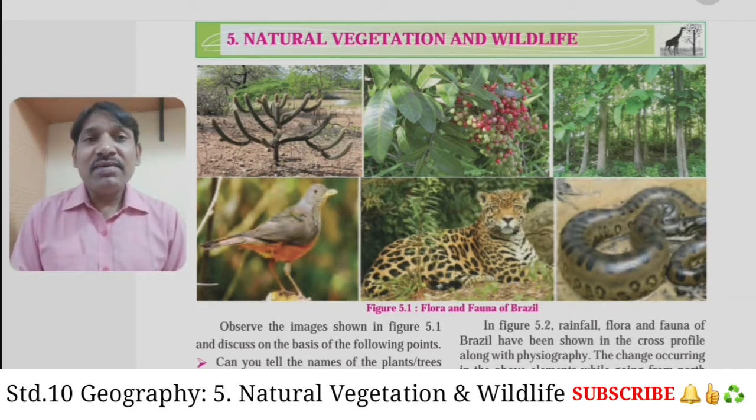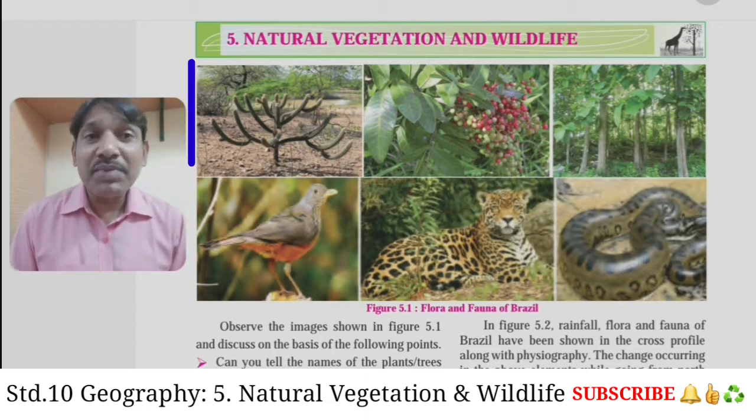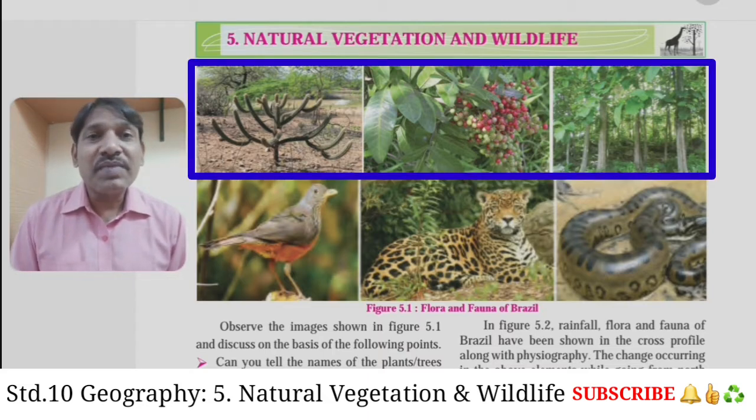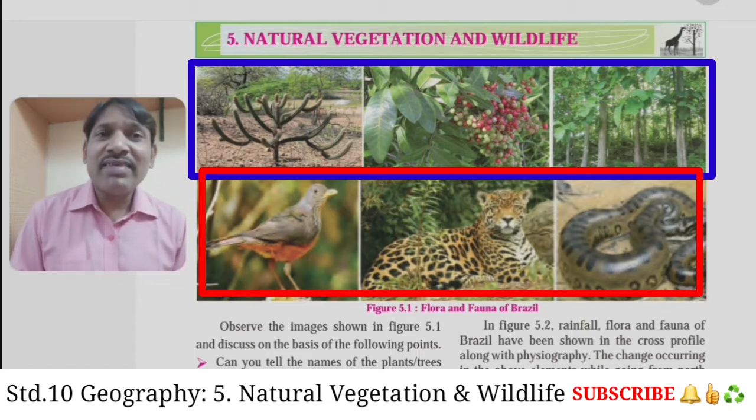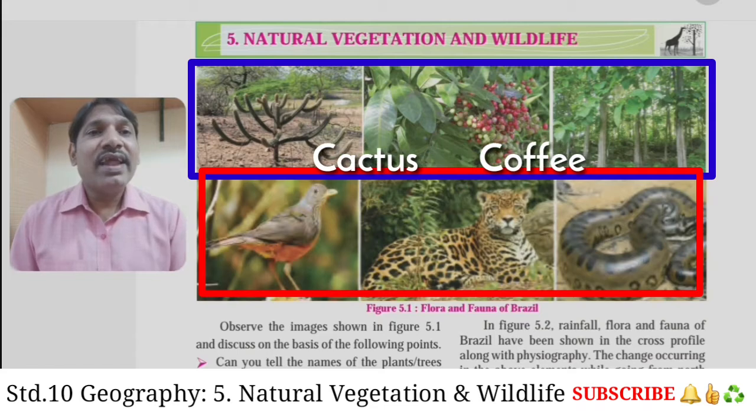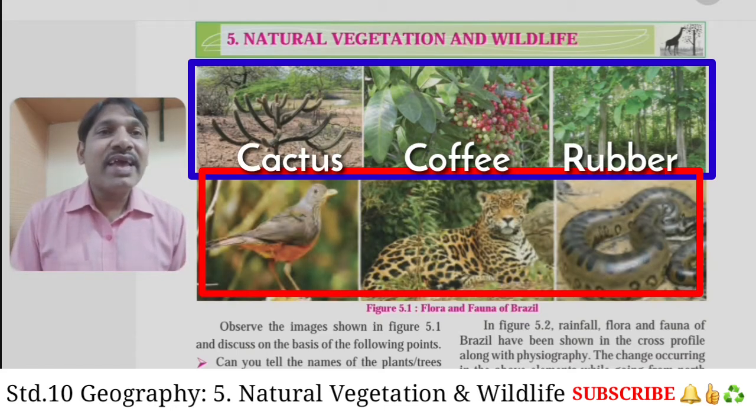Students, here some pictures are shown. Can you identify these pictures? Yes. For example, in the first three pictures, plants are shown, and in the next three pictures, animals and birds are shown. Okay, students. So if we see these pictures, the first one is a cactus, the second one is coffee, and the third one is rubber.